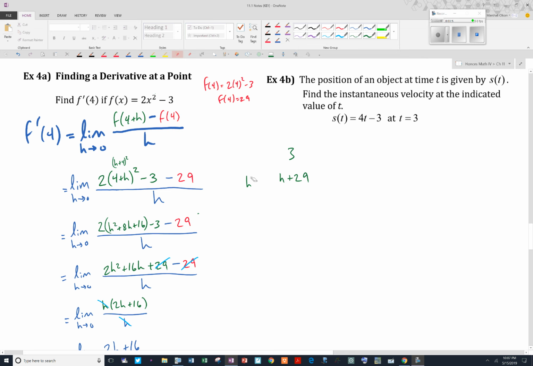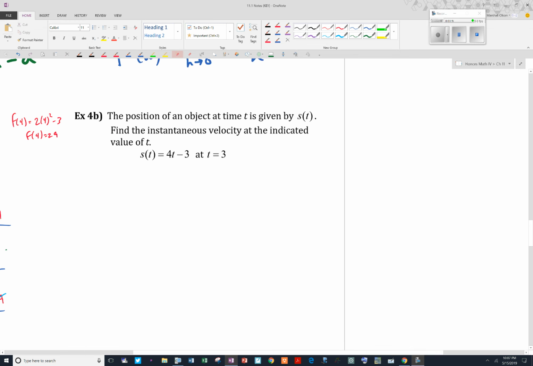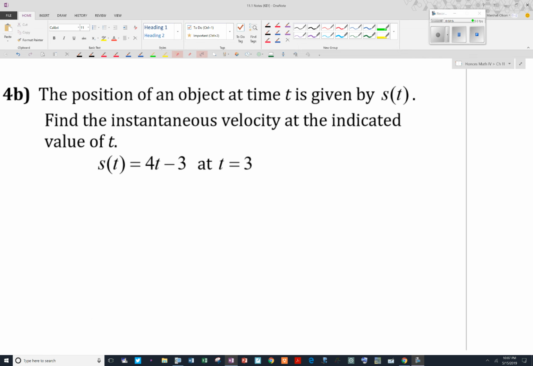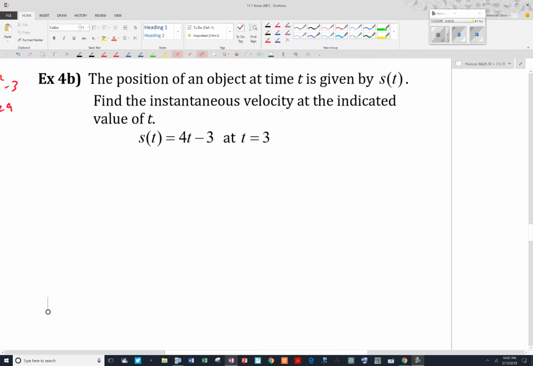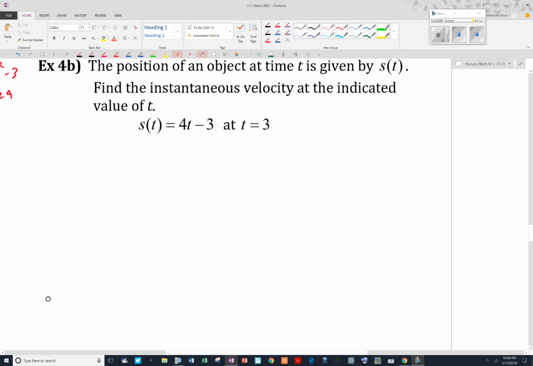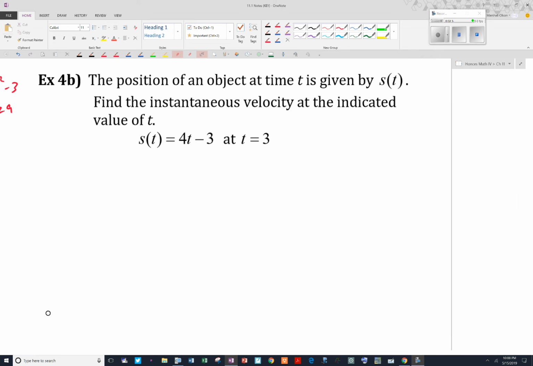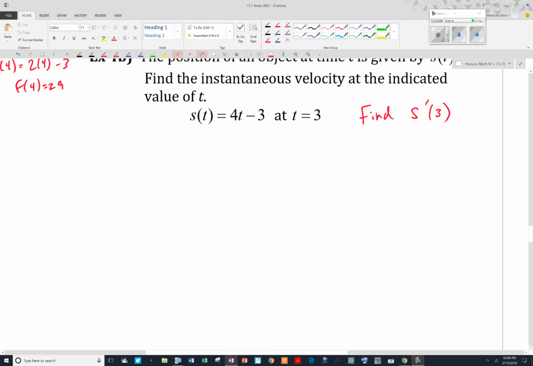Just a suggestion. All right, let's take a look at this first example here. In this video what we're going to do is find instantaneous velocity at the indicated value of t. So we have s of t is 4t minus 3, and t is 3. When we're asked to find the instantaneous velocity at a t value of 3 in this function, what we're looking for is s prime of 3. We're looking for the derivative at 3.